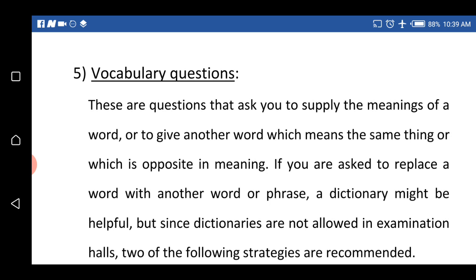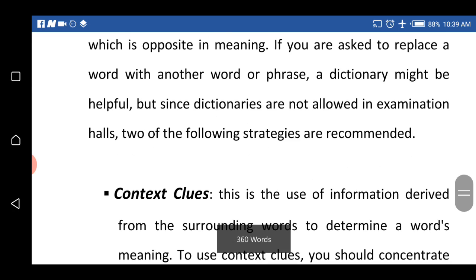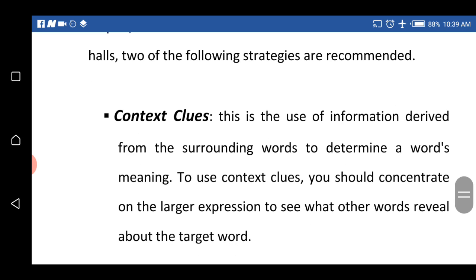If you are asked to replace a word with another word or phrase, a dictionary might be helpful. But since dictionaries are not allowed in examination halls, 2 of the following strategies are recommended. One of them is context clues. Context clues. This is the use of information derived from the surrounding words to determine a word's meaning.